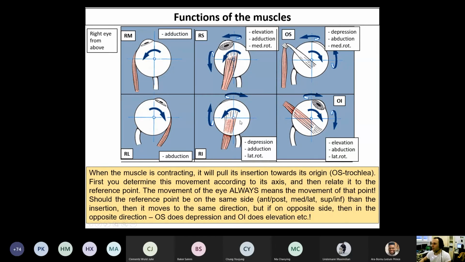Rectus inferior goes to the inferior part of the eye, so the anterior inferior part. This will mean that if you pull this point closer to this, the eyeball will rotate downwards, so it will produce depression. Since again it goes from medial to lateral, it also does adduction, and it will pull this inferior part towards the medial direction. But because the point of reference is on the top part, that point of reference will be moved laterally, because the two parts of the eye, the superior part and the inferior part, around this axis will move in opposite directions, so it will produce a lateral rotation.